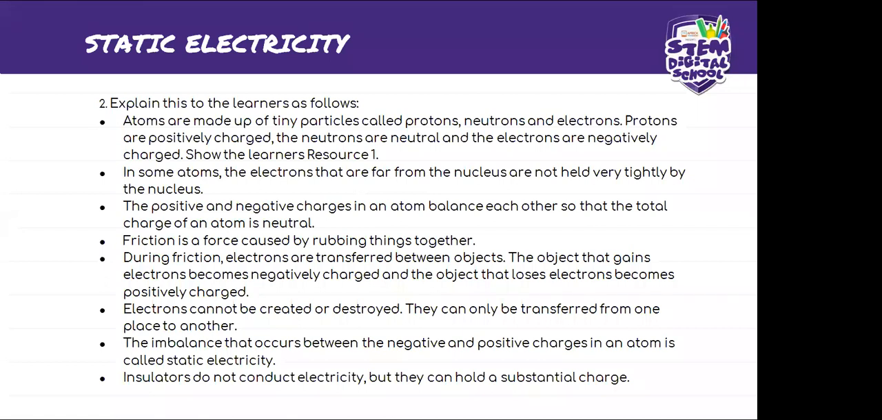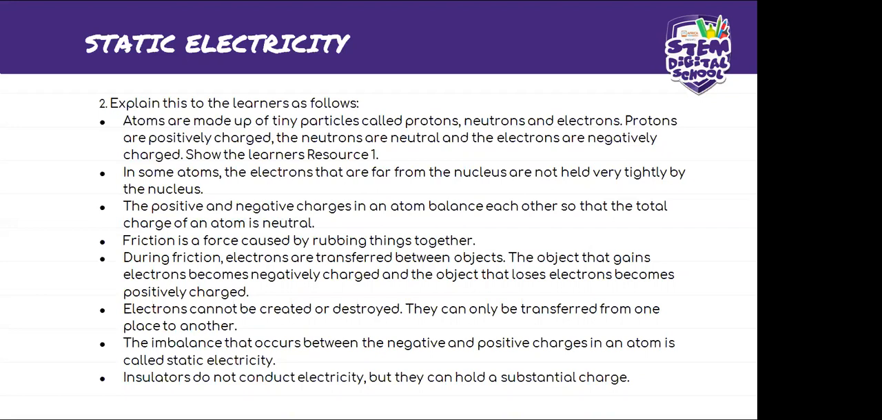So that is what is happening. The number of protons will be more than the number of what? Electrons. So if the number of protons is more, then it means it's positively charged. Electrons cannot be created or destroyed. They can only be transferred from one place to another. And this is another way of stating the law of conservation of what? Energy or matter. Okay. The imbalance that occurs between the negative and positive charges in an atom is called what? Static electricity. So this is another form we are saying.